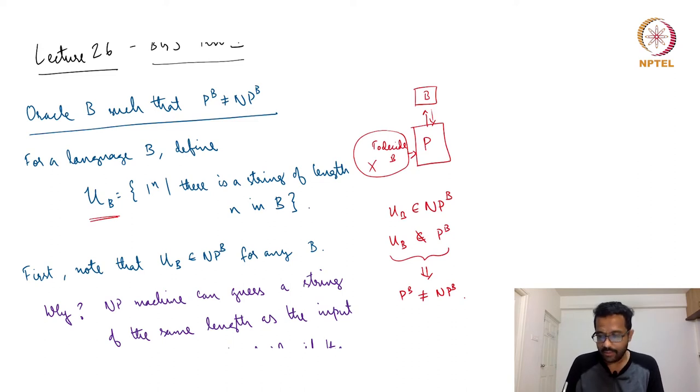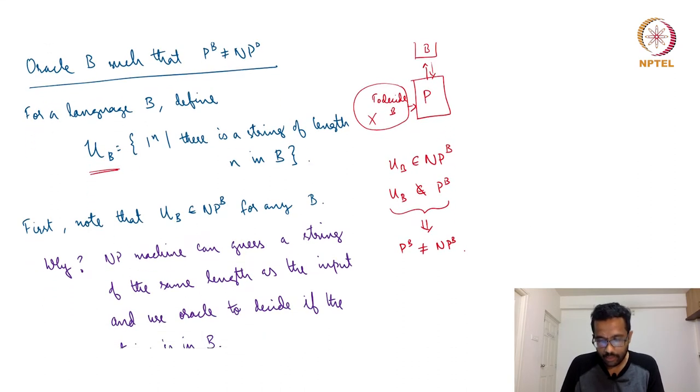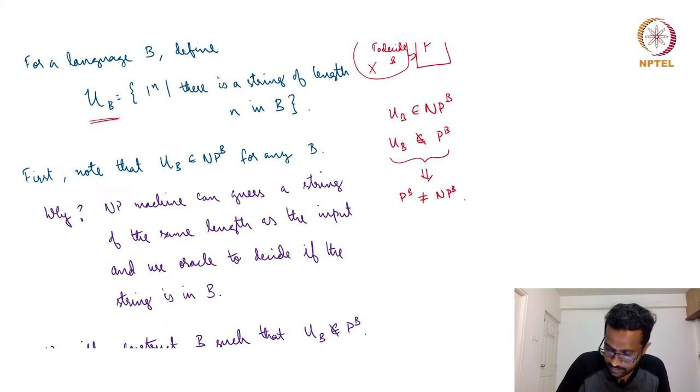So let us see what UB is. UB is simply a unary language, meaning all the strings in the language are just comprised of ones. It is just 1 to the power n if there is a string of length n in B. So maybe I'll just illustrate on the right side. Suppose B is, let's say, 1, 0 1, 0 0 0 0 1, in increasing order of length.